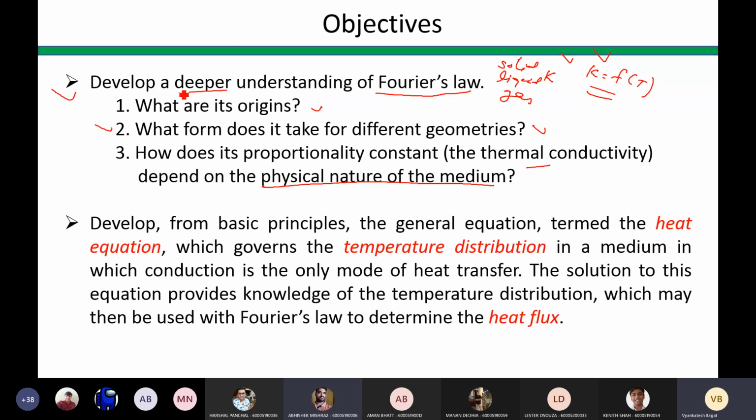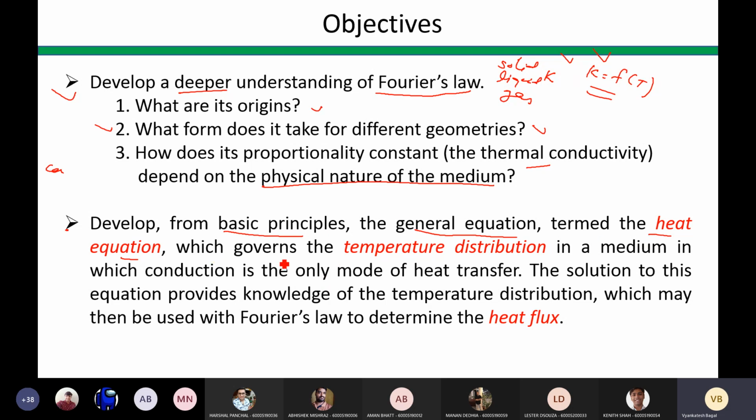So the first point is over, deeper understanding of Fourier's law. Now, in the second point, what I want you to do is develop from the basic principles the general equation, which is termed the heat equation, or rather, to be more specific about conduction, the heat conduction equation in Cartesian, cylindrical, and spherical coordinates. We will derive the heat conduction equation in Cartesian coordinates in detail, and then I expect students to derive the remaining two equations, cylindrical system and spherical system, on their own, based on the understanding of the Cartesian coordinate system. It's very simple.